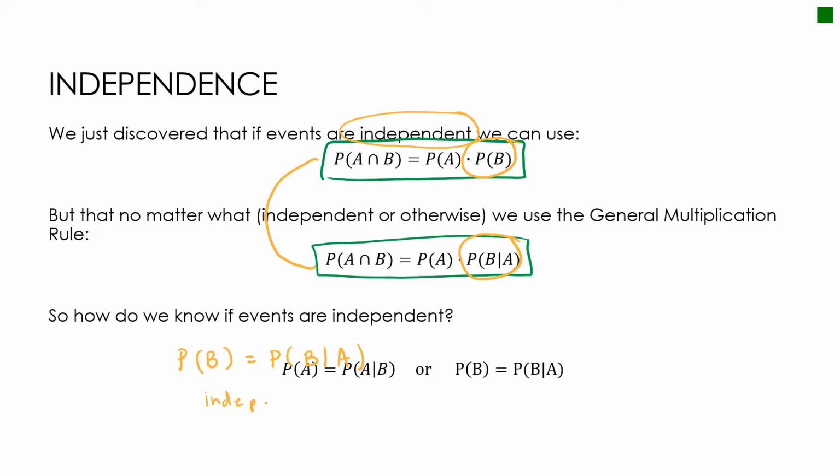Or it could be I'd choose A and A given B. It really doesn't matter which one goes first. It matters that this value is the same. So probability of B and B given A. So essentially we're saying, is it the same no matter what happened before that?